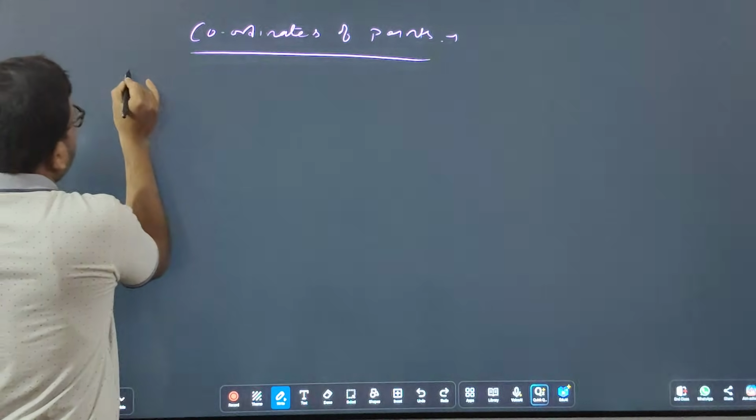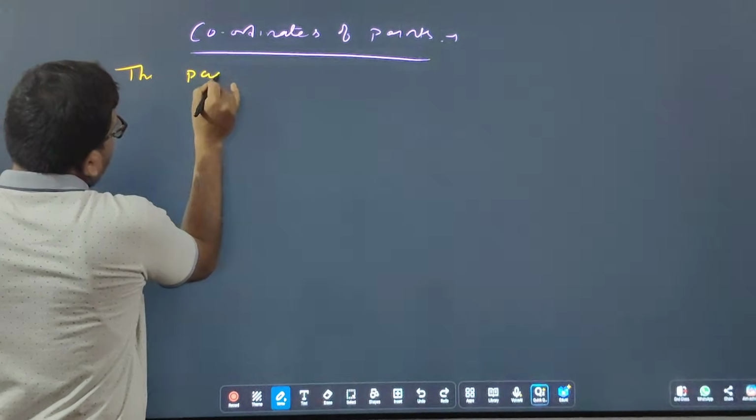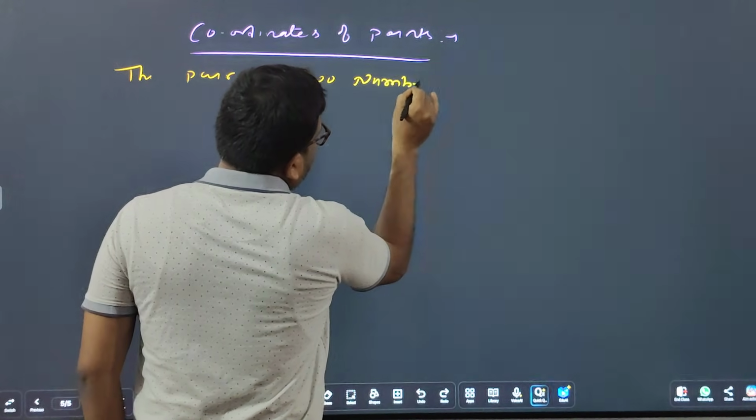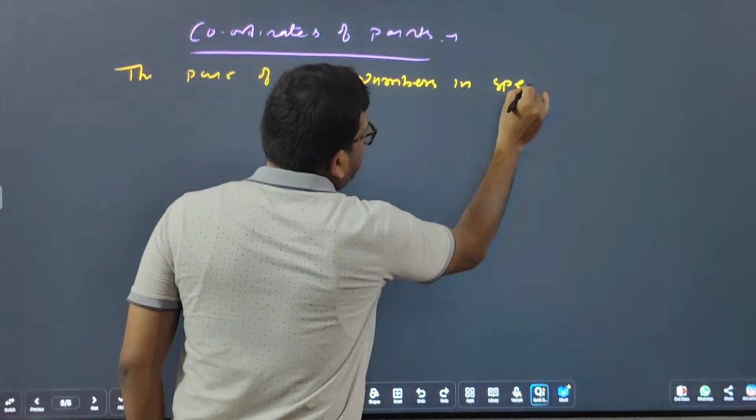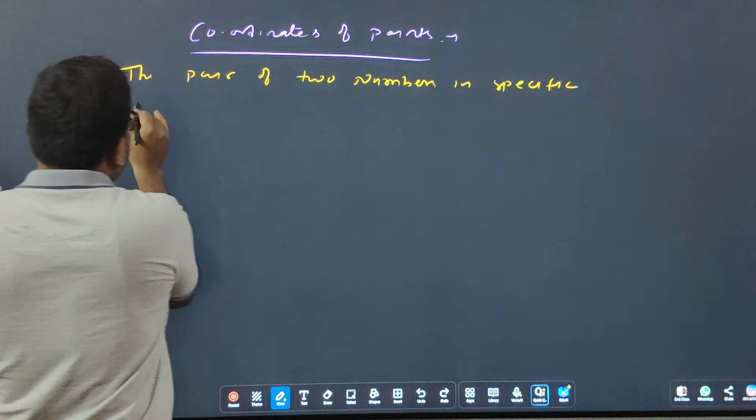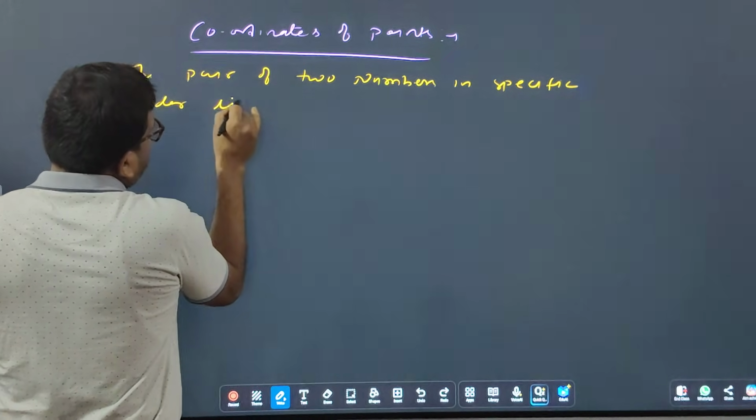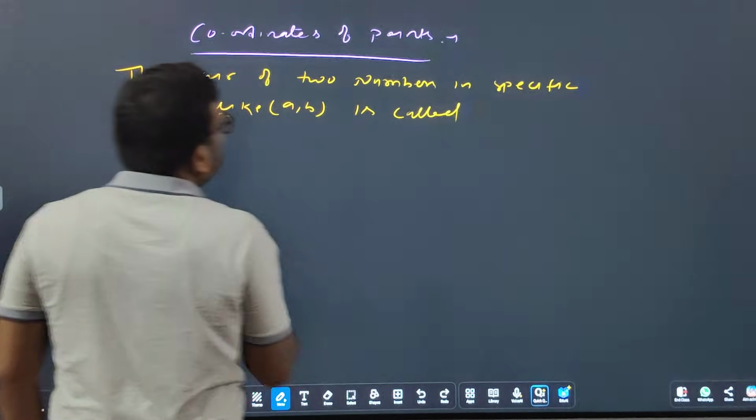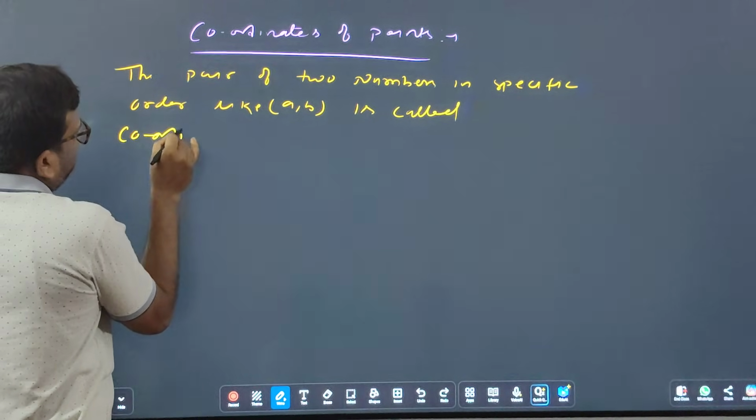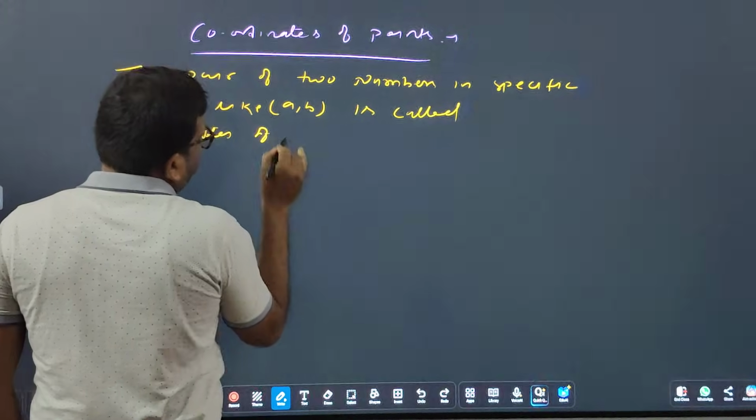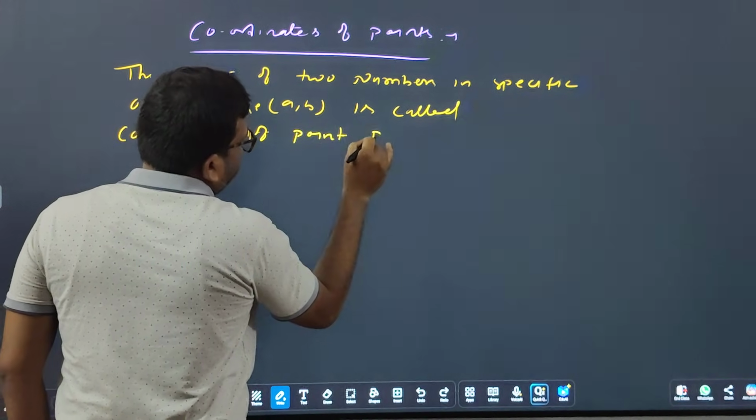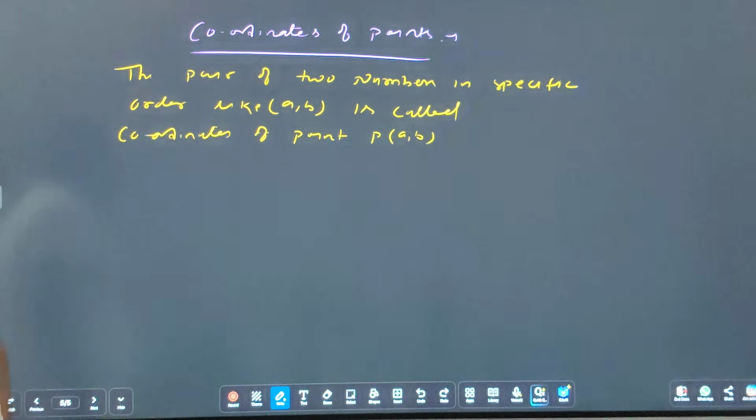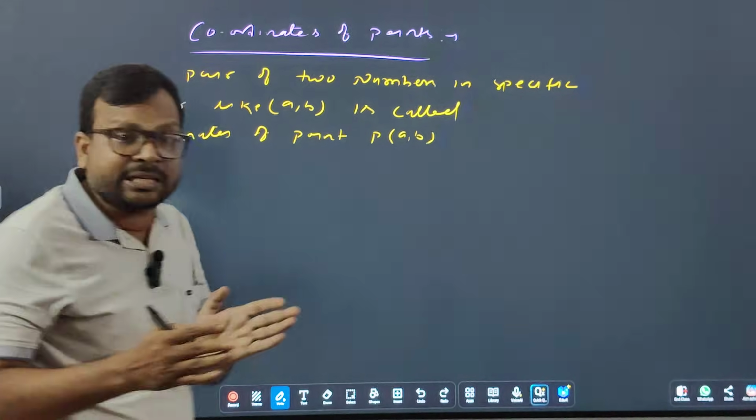Okay, so it is the pair of two numbers in specific order, like A comma B, is called the coordinates of point P, any point P, that is A comma B. Okay, this is coordinate. It is taken in a specific order.